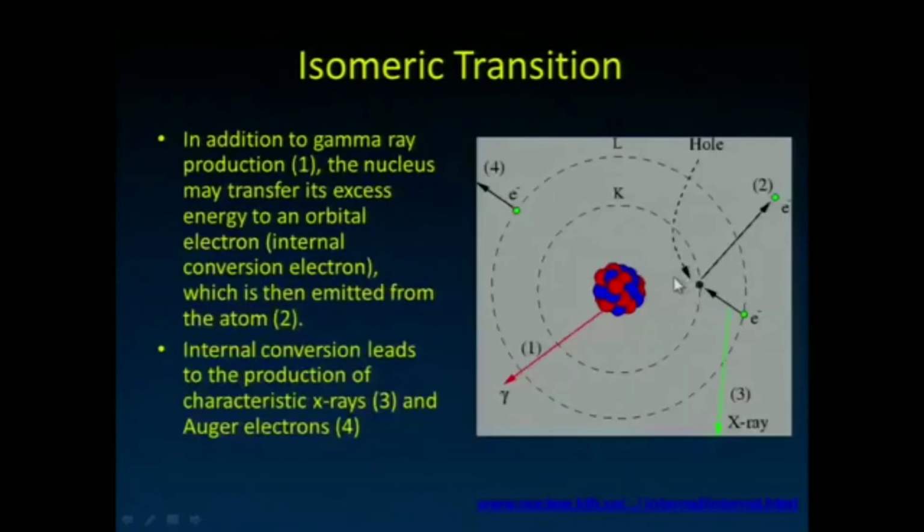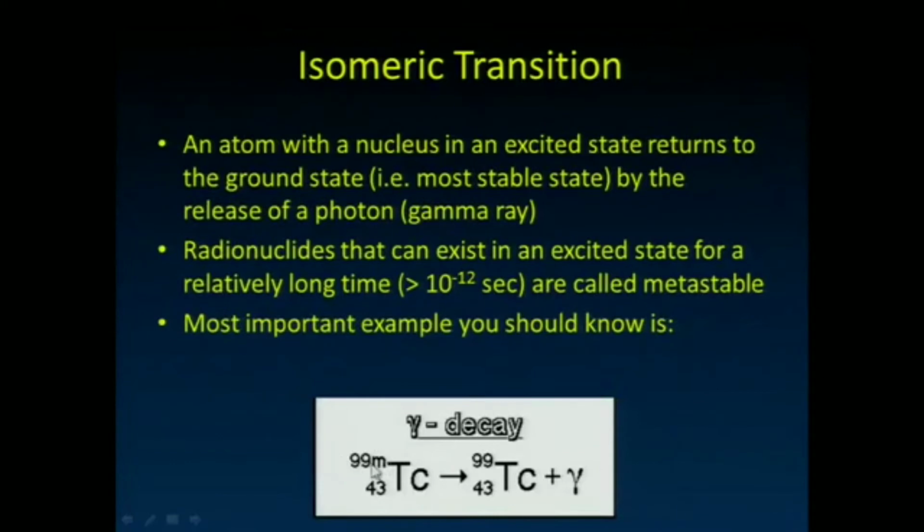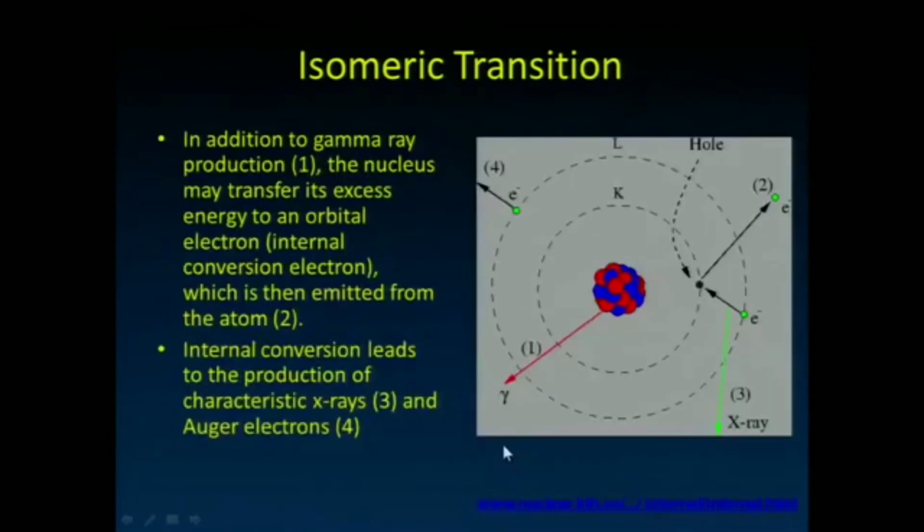What's nice about isomeric transition? Well, we get decay to that stable state and we get this release of this gamma ray. So that gamma ray is given off. Here we see that happening. That's labeled 1 in this picture here.